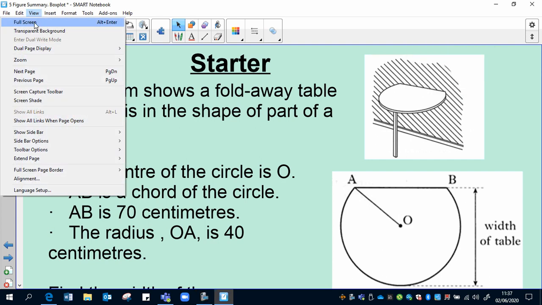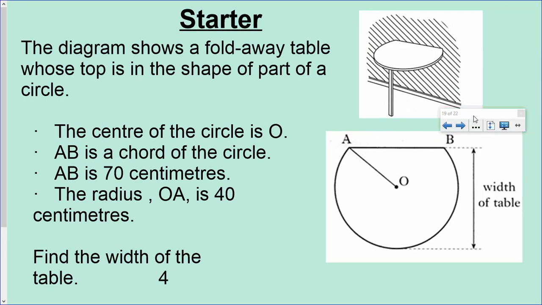Hi guys, so we're into our last lesson in this topic of five-figure summaries and box plots, etc. But we're going to do our starter first, and these are one of my favourite types of questions that we can get, which is our bog seat questions, as Mr. Edwards likes to call them now.